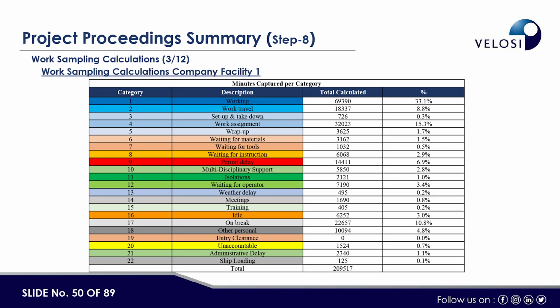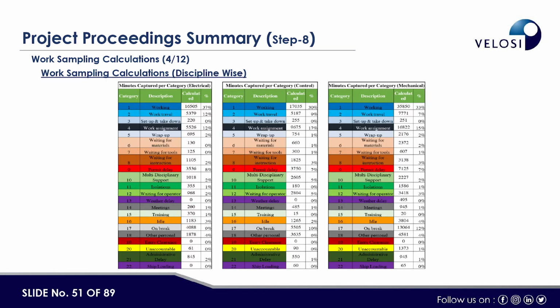So in this way, if you see the bigger picture, the time calculated is in minutes, and working, work travel. So we have basically observed various workers with their categories identified. Then accordingly, the time is noted and you can see the percentage in between. The permit delay is also 6.9% of time. Isolation is 1%. Then from the idle time point of view, you see 3%, then unaccountable is also 0.7%. So this way, various categories are identified.